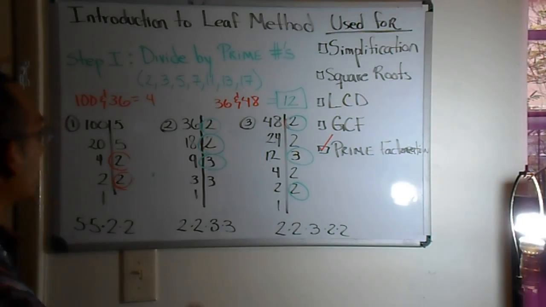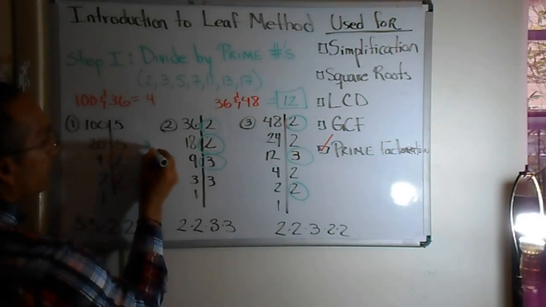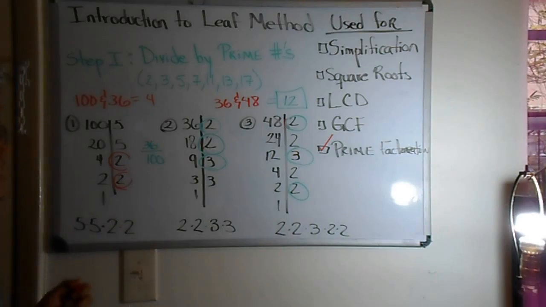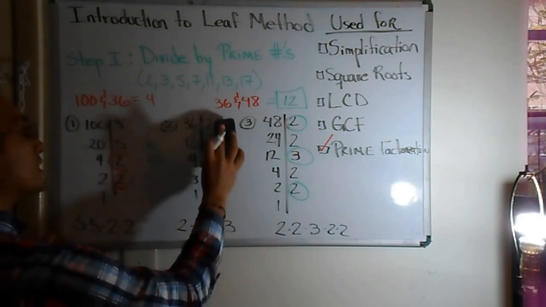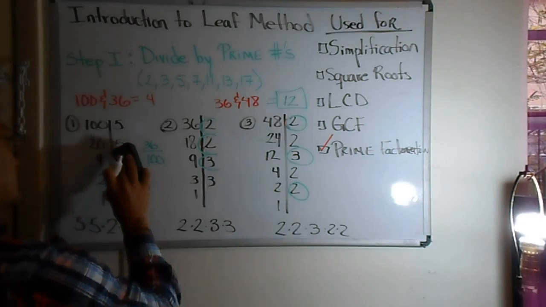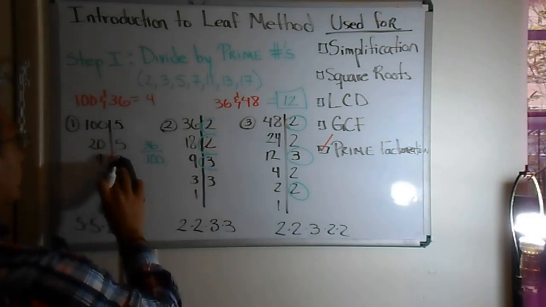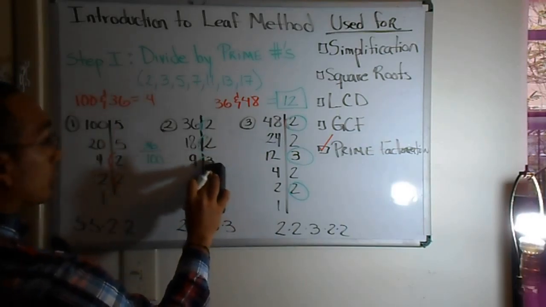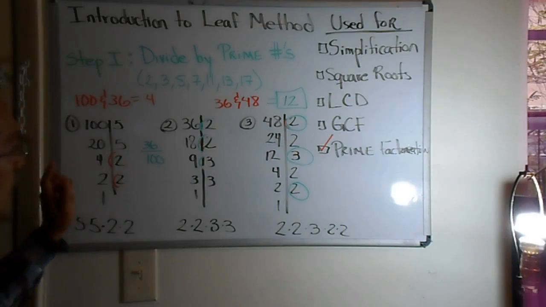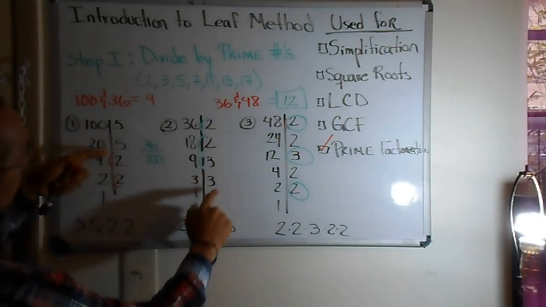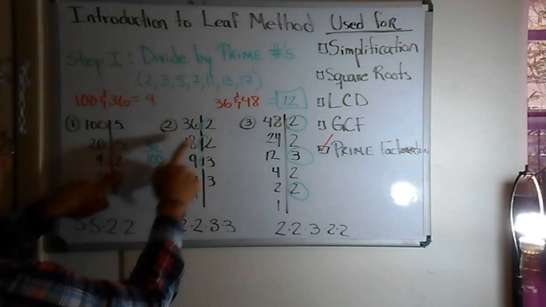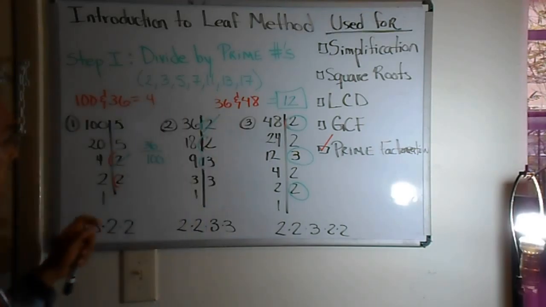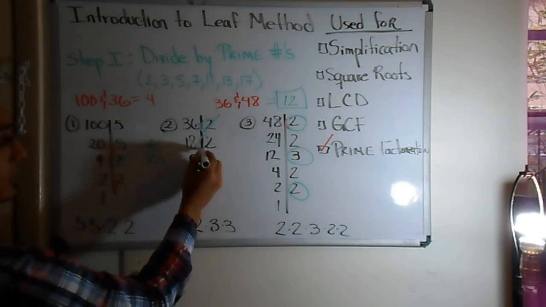So if I were to ask you to simplify 36 and 100, how would you be able to do that? Well, the same thing again. You look at the leaf method. After you have completed the leaf method, instead of circling, you're going to cancel these numbers out, one-to-one. Do you see a 5 here? No. A 5 here? No. A 2? Yes. A 2 with a 2. So instead of circling, you're going to cancel this 2 with that 2. How about this 2? You're going to cancel it with this 2.